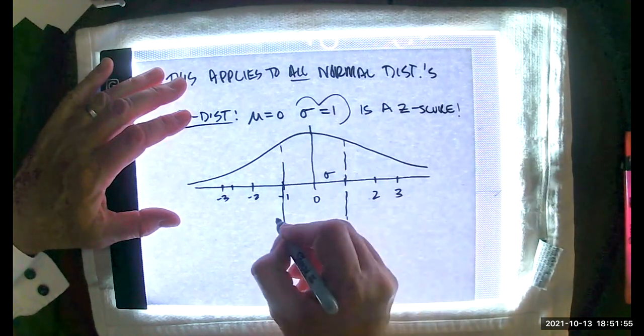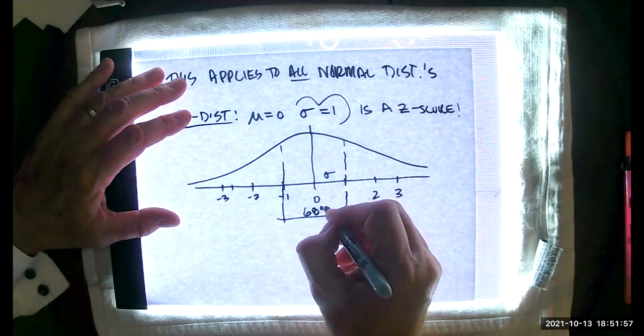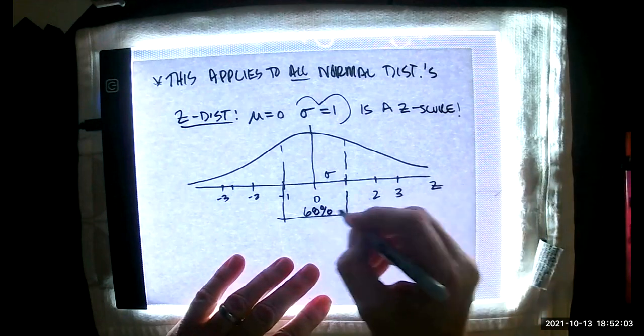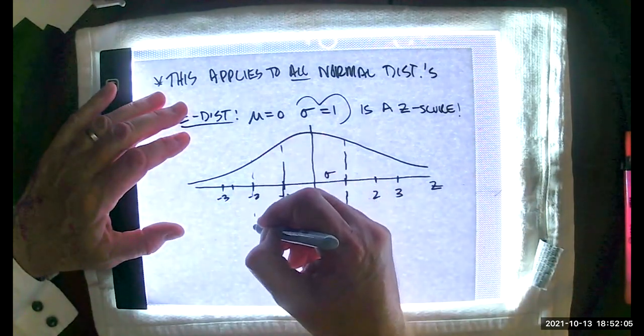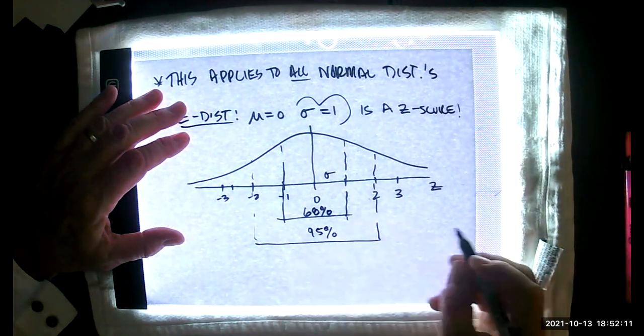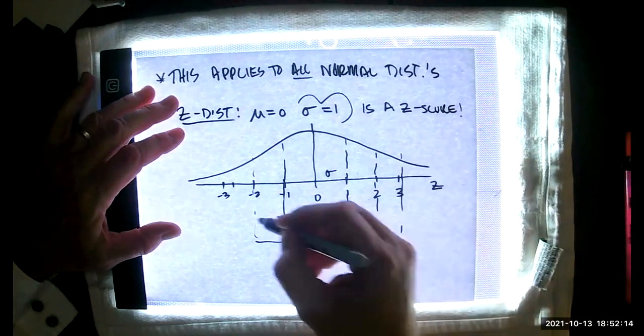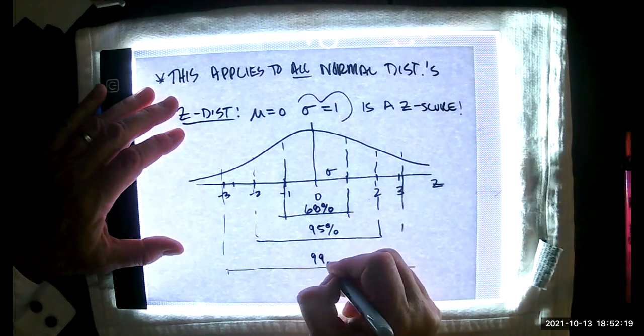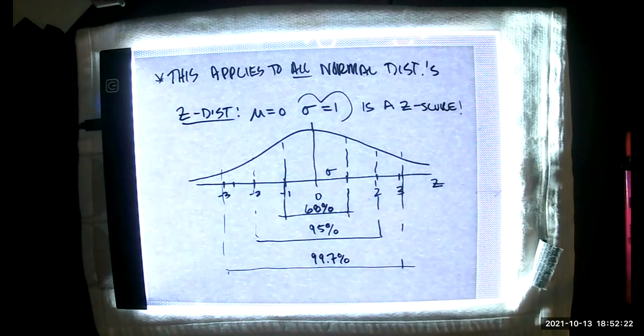the empirical rule applies. So 68% of scores fall between -1 and +1. 2 standard deviations nets me 95% of all my possible z-scores. And plus or minus 3 standard deviations nets me 99.7% of all possible z-scores. And again, this applies to all normal distributions. Right now, we're looking at the z-score with a mean of 0 and a standard deviation of 1.